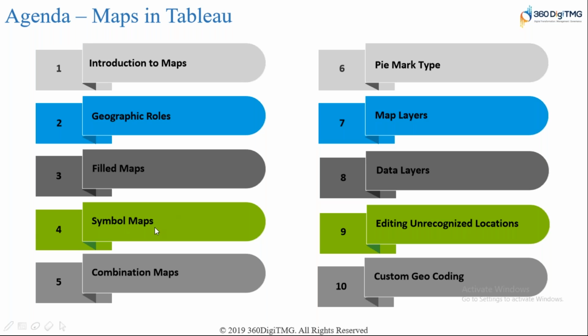Then we learned how to create a symbol map, and we know a symbol map is something where we can represent two measures. We represent the data in the form of a symbol. We can control the color of the symbol through one measure and the size of the symbol using another measure. Then we also discussed how we can use a combination map, where we combine a filled map with a symbol map and convey much more information about our data, right? We can also use a pie mark type to break the data into smaller components and look at the sales or profit per member in that dimension. Region is the example we took.